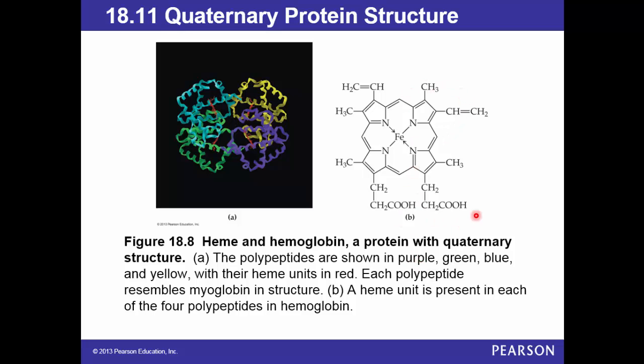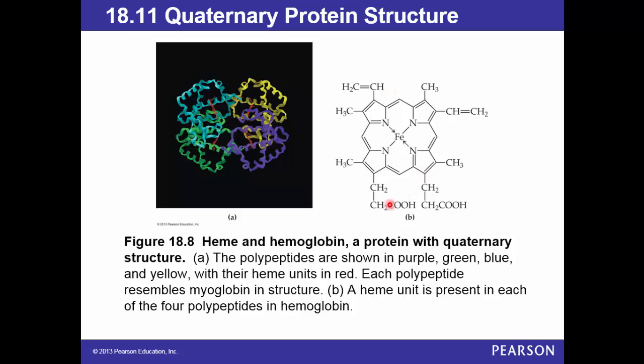This is the structure of heme and hemoglobin, a protein with a quaternary structure. Here we have the polypeptides shown in purple, green, blue, and yellow, with their heme units in red. So the ones in red here in the middle, these are the heme groups. The heme group is like this unit. This unit is called a heme unit, and it is present in each of the 4 polypeptides in hemoglobin.